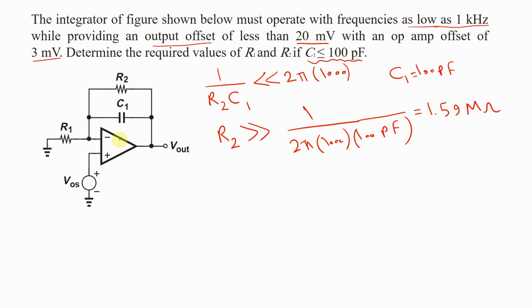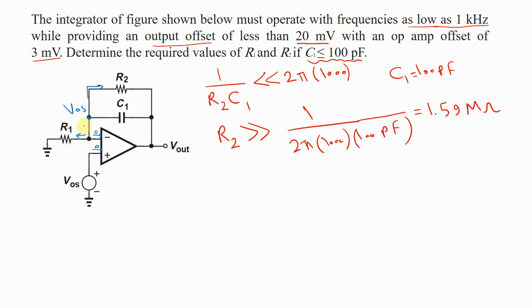Here we can calculate this by calculating the DC offset values for V out versus V offset at the input. In DC, this C1 is an open circuit and this is an ideal OpAmp, so the current through this is 0. And if this node is VOS, this node is exactly VOS. By simple KCL, you can calculate it.